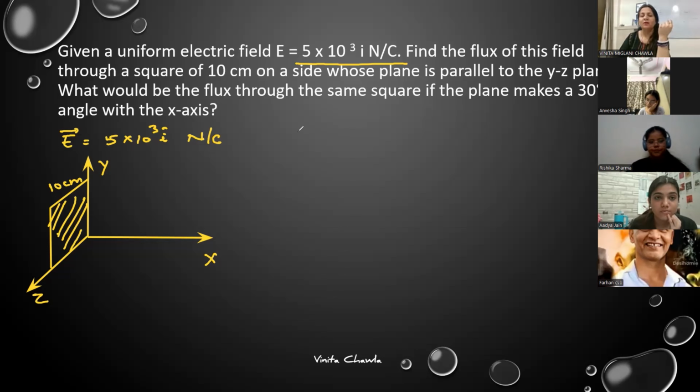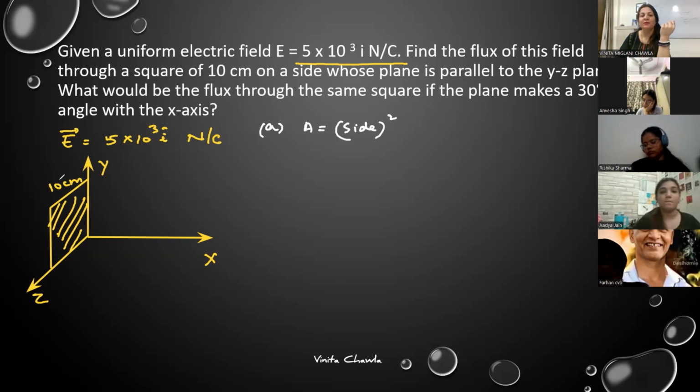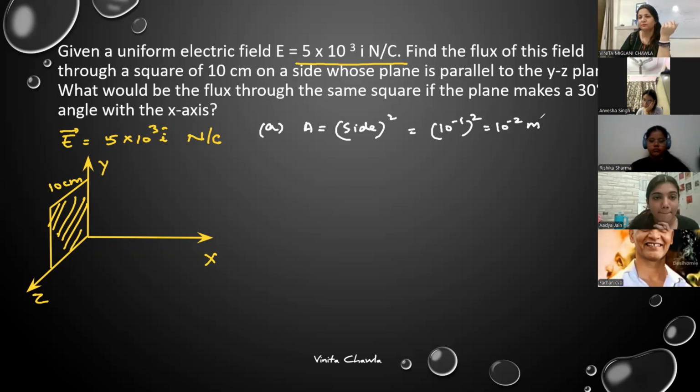So in the first part, we can find the area first. How do we find the area? Side square, it is a square, okay? 10 centimeter is the side. So we can write 10 centimeter as 0.1 or 10 to the power minus 1 meter. So 10 to the power minus 1 squared will be 10 to the power minus 2 meter square is the area. Okay, now we have found the area.